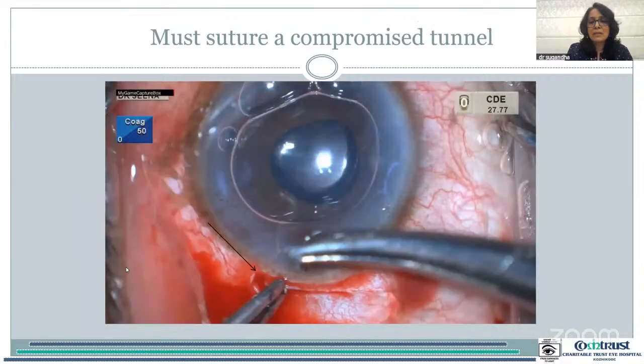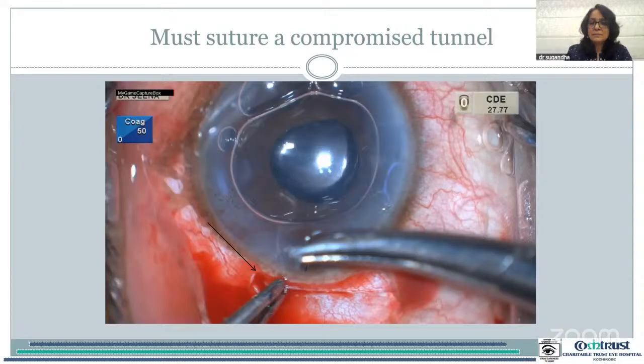Yeah, so I would like to just emphasize that in any surgery, if it is a compromised tunnel or a compromised wound, the main port in phacoemulsification or the corneal incision in your SICS, you must always suture a compromised tunnel. That is sort of like a thumb rule. Don't leave the patient with a compromised tunnel, because even a small amount of straining would lead to wound leak and hypotony and the related complications in the postoperative period, which are pretty unpleasant and difficult to make the patient understand why such a thing happened.